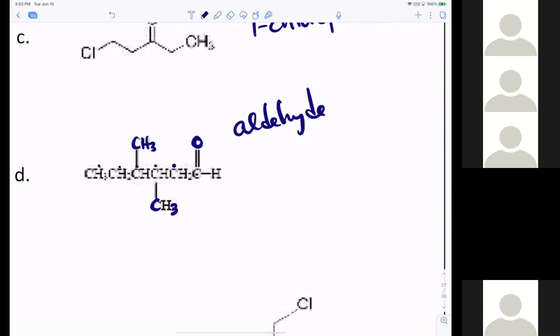3,4-methyl. Careful, 3,4 what? Methyl? No, a dimethyl. Dimethyl. Then what? Hexa. Al. Hexa-al. Yeah. Hexa-al. Hexanal.